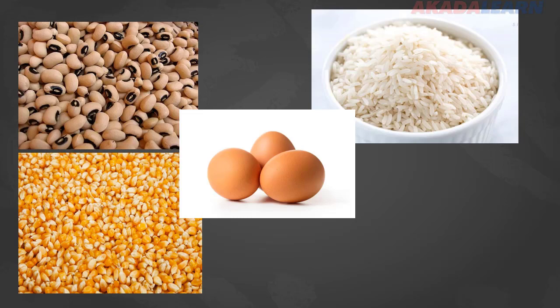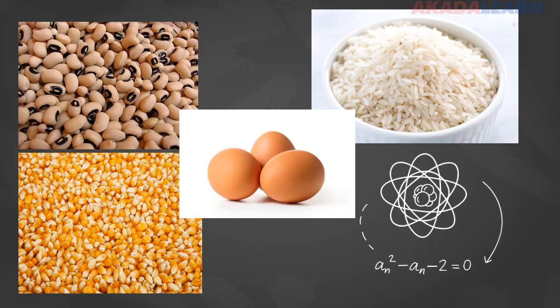Now, this is the same thing that goes for an atom. Because the atoms are plenty, counting them will be too much. So we now use a measurement called the mole. So the same way you will say 1 dozen of eggs or 1 bag of rice, the same way we will say 1 mole of an atom.